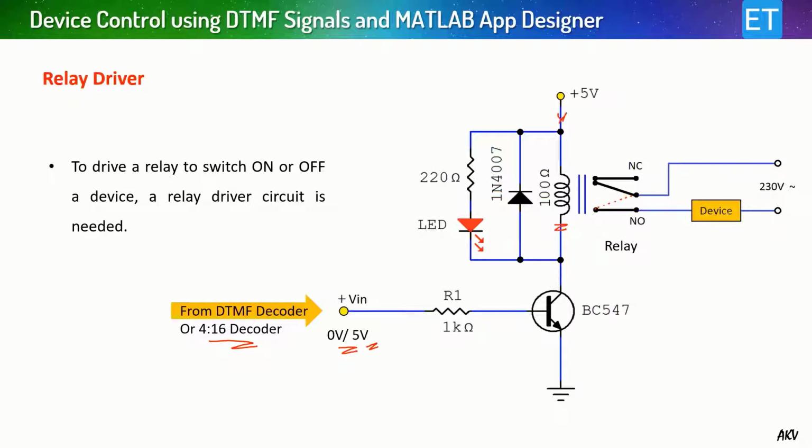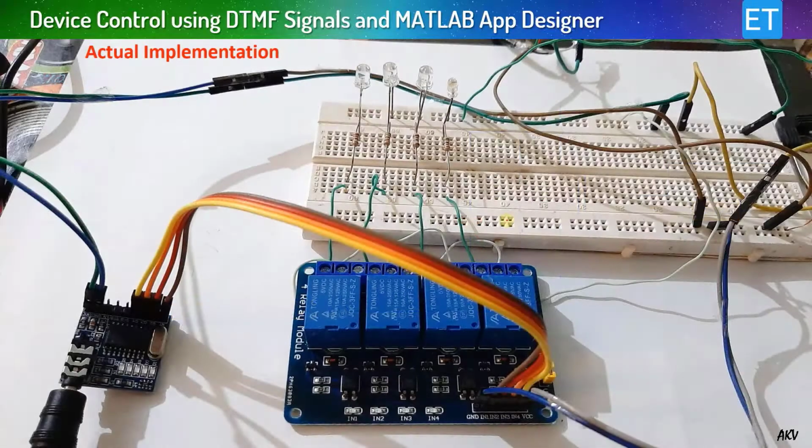Okay, so your device will be directly connected to the AC mains. This diode is used for freewheeling the energy of this coil, and this is the LED indication. So if your relay is tripped, your LED will also be on at that time. So this is quite a simple circuit, you can realize it. And this is the actual implementation which I will show you in this video.